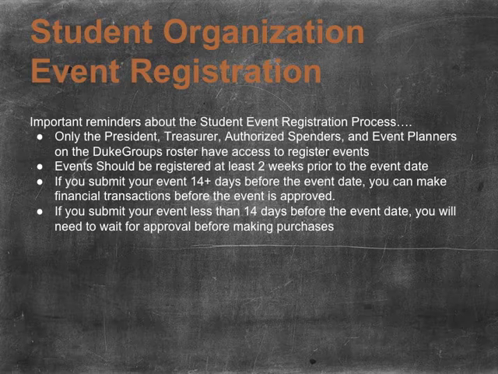If you submit your event more than 14 days before the event date, you can make purchases before the event is approved. However, if you submit the event less than 14 days before the event date, you will not be able to make purchases until the event is approved. So, submit your events early. To find this tool, go to your organization's page. Find Events on the top menu bar and then click on Create Event in the top left corner.